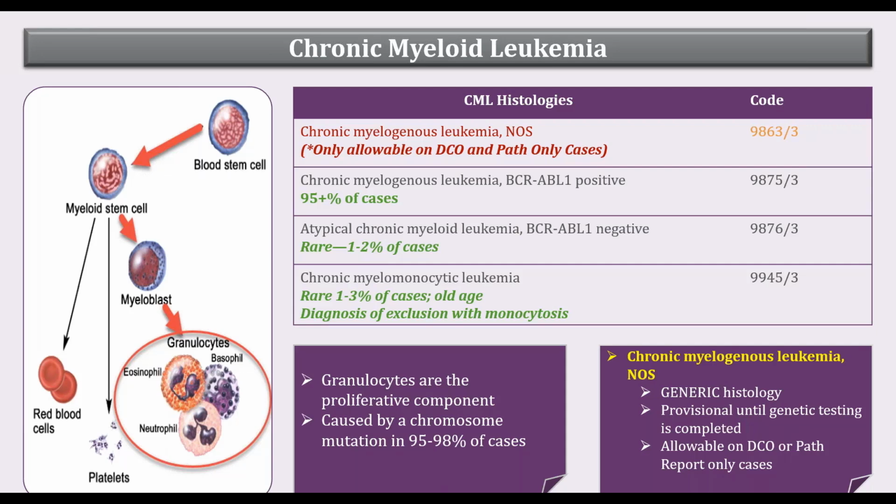That would be 9876/3. And we also have chronic myelomonocytic leukemia. That would be 9945/3. Again, this is a little bit more rare. It's a diagnosis of exclusion, and this would be seen in about 1 to 3% of your cases.